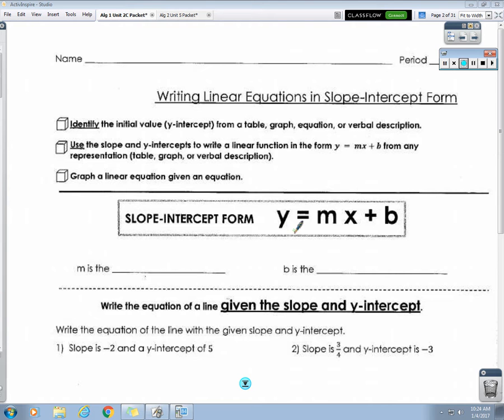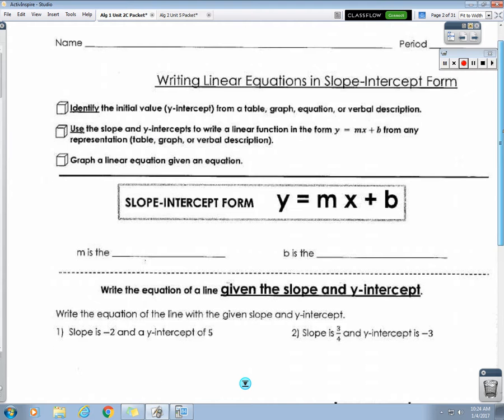Okay, today we're going to be reviewing everything you see today; you've seen it before this year and in middle school. We're going to identify the initial value, which is the y-intercept, from a table, graph, equation, or verbal description. We're going to use the slope and y-intercept to write a linear function in the form y equals mx plus b from any representation such as tables, graphs, or verbal descriptions. And we're going to graph a linear equation given an equation.